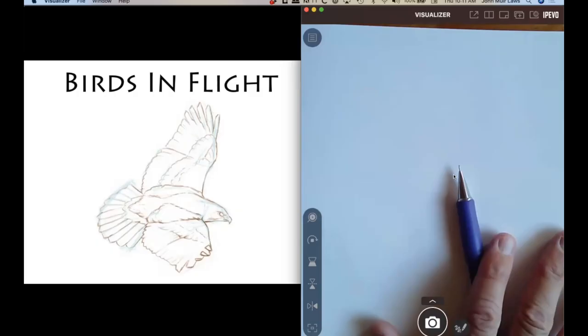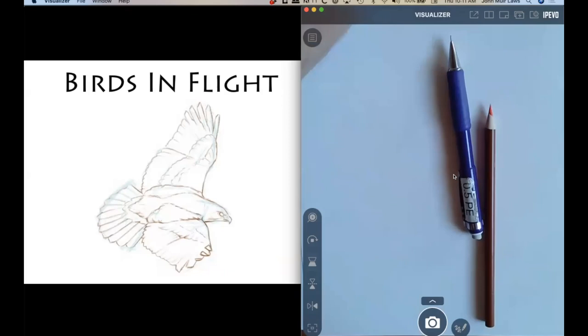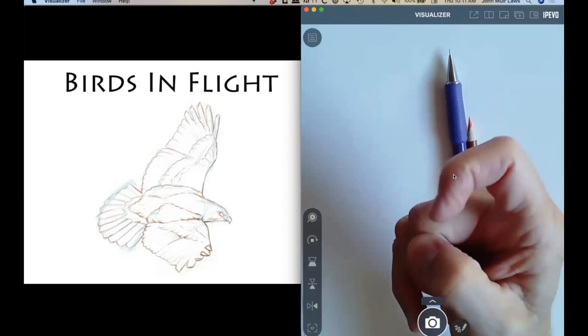I'm going to share my desktop with everybody here. All right, I'm going to be demonstrating things over here and showing you things over there. Ooh, look, it's a bird in flight. Let's check out some of these things.